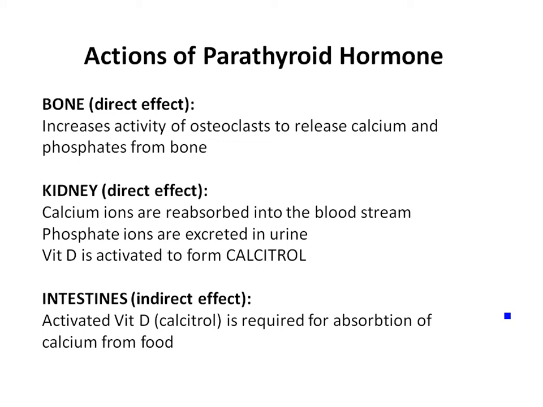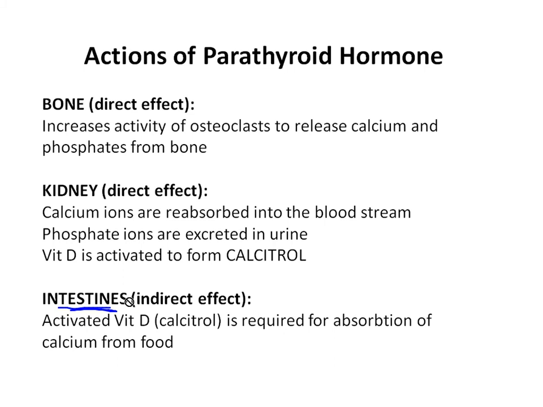Now, you have to have vitamin D in order to absorb calcium from your intestines. Like when you eat something that has calcium in it, you've got to have vitamin D in this active form in order to absorb it. So parathyroid hormone is going to indirectly go to your intestines and, through this calcitriol, cause you to increase your calcium absorption from the intestines.